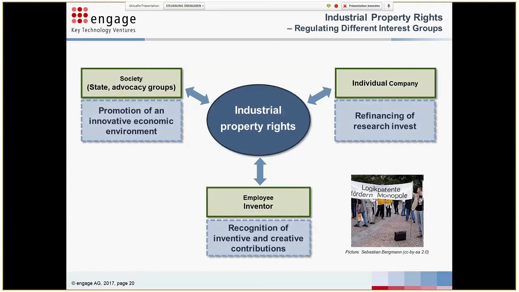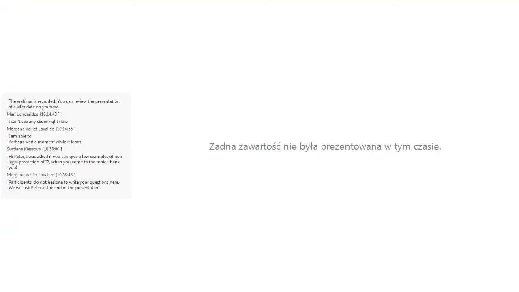There are three different interest groups. You, as the employee or as the inventor, you want a recognition of your inventive contribution, your creative contribution, and you want to have some money out of this in the best of cases. The society itself, by granting patents, for example, wants to promote an innovative economic environment. And finally, the industry, the company, for example, buying or licensing your patent, they want a chance to refinance some of the money they invested into research and development. So these are the three pillars of intellectual property rights.